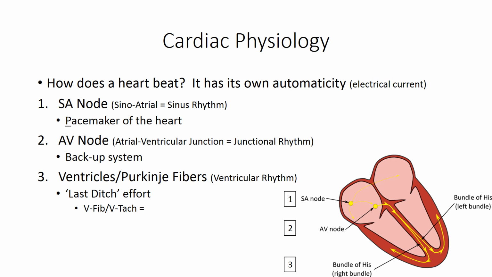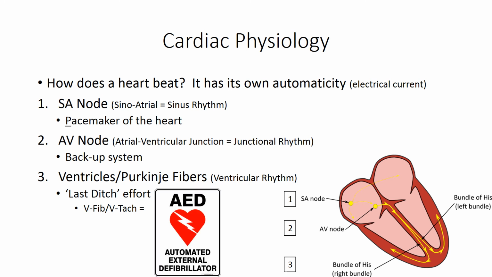The heart has a last-ditch effort that it will also try to employ if the primary and secondary pacemaker is not working, and those are called Purkinje fibers, which are located throughout the ventricles. And when these are firing, this is when we will see VFib or VTAC. And when we see these rhythms, we automatically need to shock that rhythm.